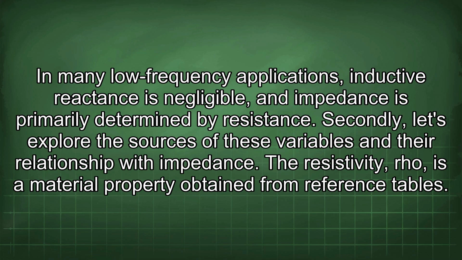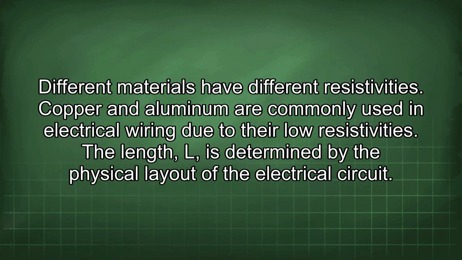Secondly, let's explore the sources of these variables and their relationship with impedance. The resistivity, ρ, is a material property obtained from reference tables. Different materials have different resistivities. Copper and aluminum are commonly used in electrical wiring due to their low resistivities.